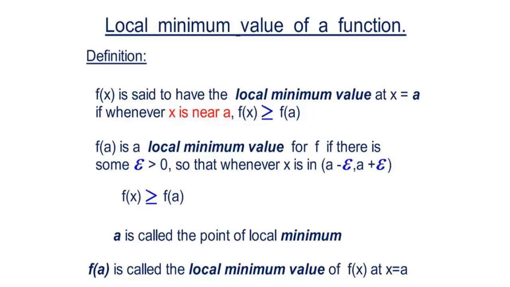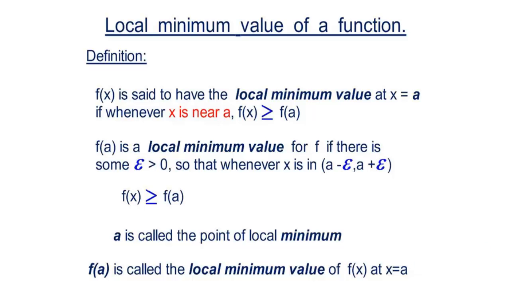To be much clearer, f of a is a local minimum value if there is some epsilon greater than 0, so that whenever x is in the open interval a minus epsilon, a plus epsilon, f of x is greater than or equal to f of a. And a is called the point of local minimum and f of a is called the local minimum value of f of x at x is equal to a.